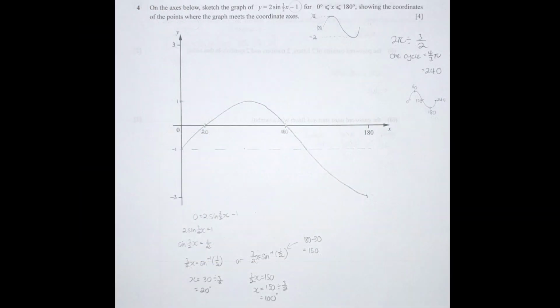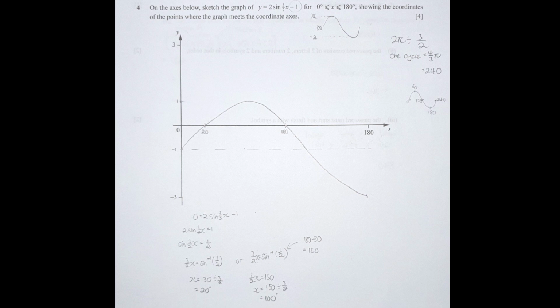Moving on to question 4. So there's a 2 sine 3 over 2x minus 1. So the 2 is actually your amplitude. So I draw a rough sketch at the top, showing that the highest and the lowest point will be 2 and negative 2 respectively, starting from 0. However, I noticed that there's a vertical translation of negative 1, meaning it was being shifted downwards.